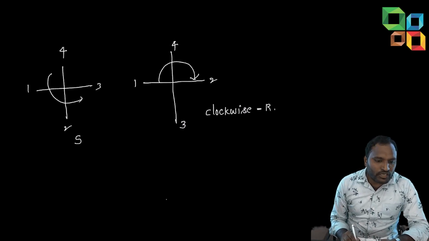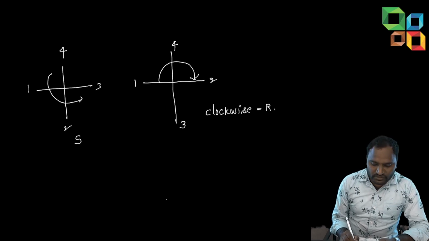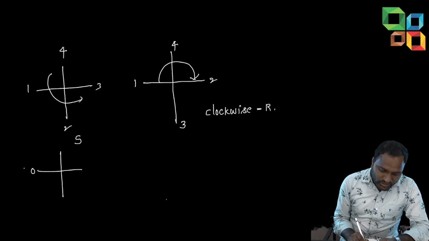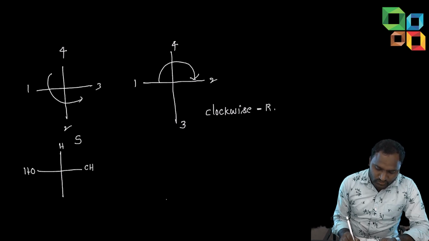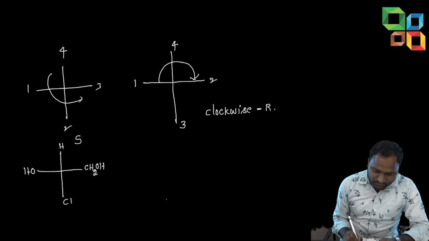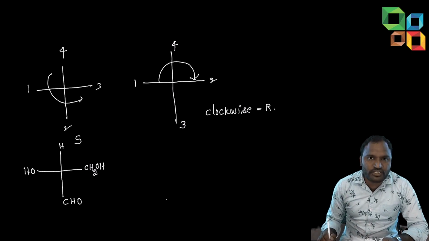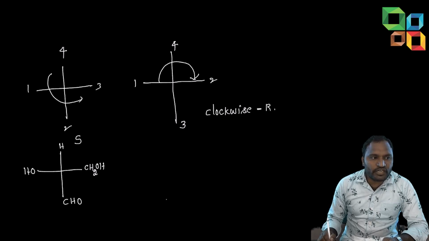Now I will give one compound. I will explain, not give. Whatever rules I gave, you apply. Here OH, H, CH2OH, CHO. Out of these four, which will get first priority, students? Which will get first priority?